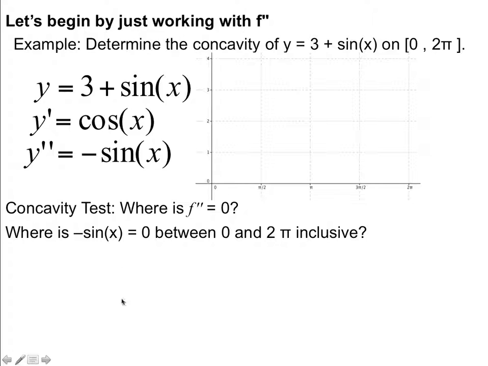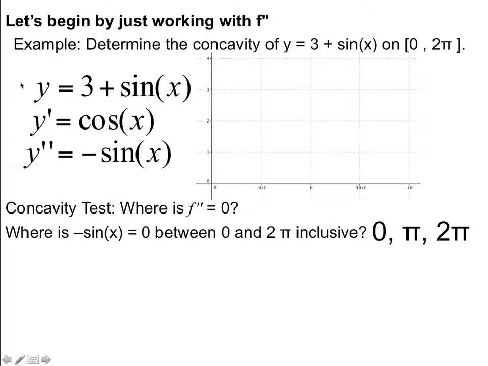So think about the unit circle. The unit circle sine is 0 at 0 when theta equals 0, over here when theta equals pi, and back at the beginning again when theta equals 2 pi. So those are the points that satisfy this condition. So we know at 0, pi and 2 pi, the second derivative is 0, and that's a point of inflection. So that's going to change my smile to my frown, and vice versa.